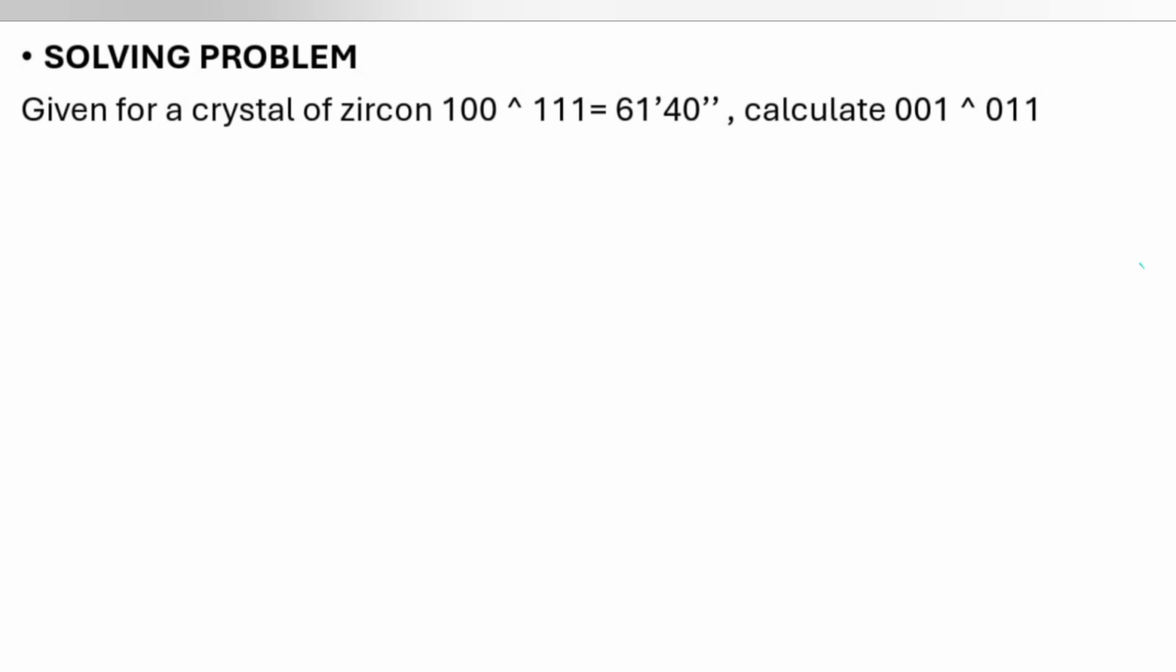Now we could solve a problem. A problem is given for a crystal of zircon: the interfacial angle 100 to 111 is given as 61 degrees 40 minutes, and we have to calculate the interfacial angle 001 to 011. So let us look at how it is constructed or how it is solved. As our theory part is completed, we are getting into the practical application of this Napier's rule. The first thing we have to draw is the crystallographic projection of this particular crystal. So a part of the stereographic projection of the zircon crystal is given. As we can see, it is 100, 111.